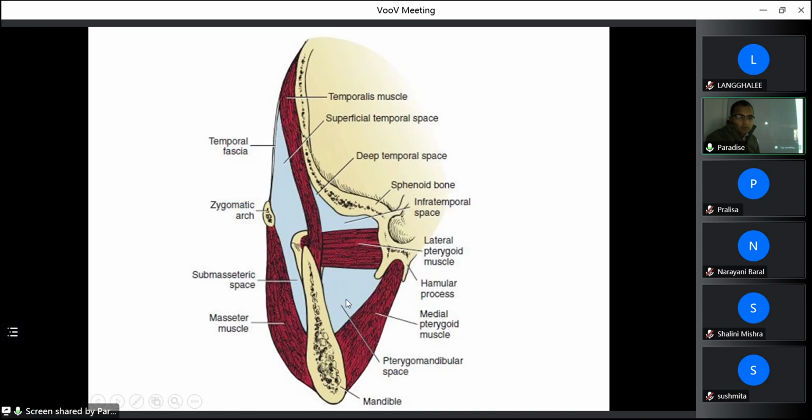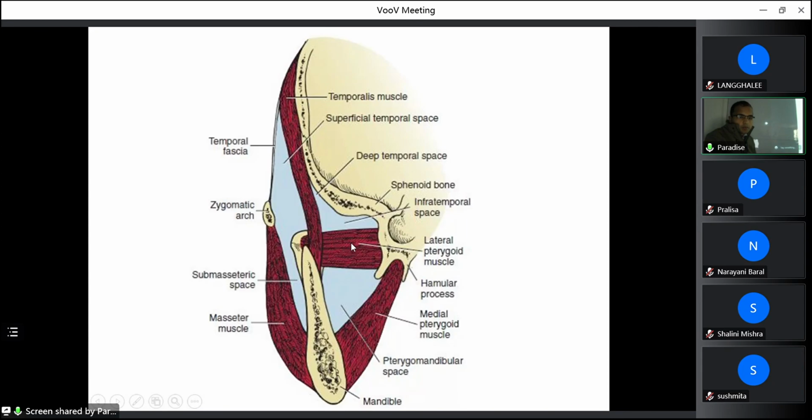And this is pterygomandibular space infection. As the name itself suggests, there is the medial pterygoid muscle on the medial surface. On the lateral surface, there is the medial surface of the ramus of the mandible. Superiorly, there is the lateral pterygoid muscle. Anteriorly, it will be continuous with the buccal space or buccinator muscle. Posteriorly, there will be the pterygomasseteric sling.